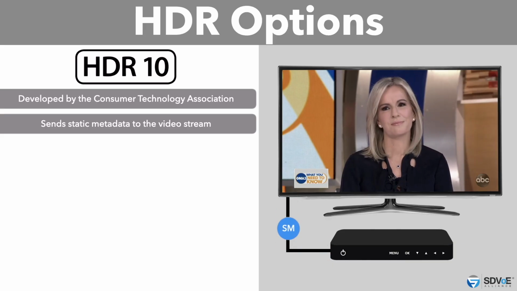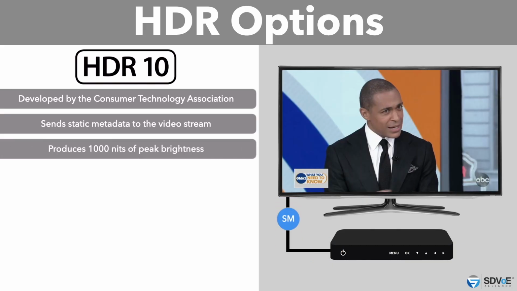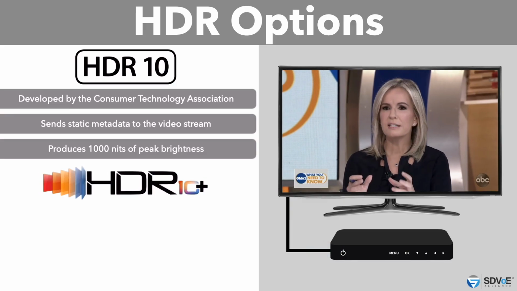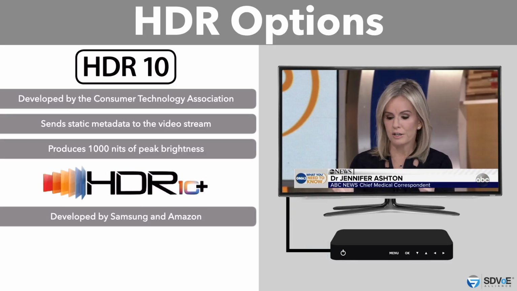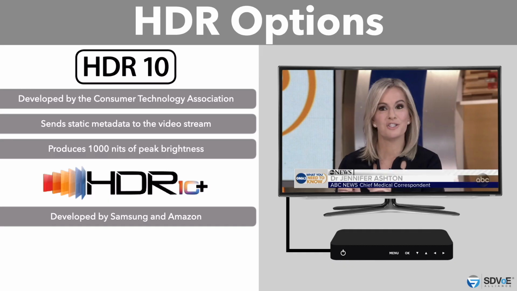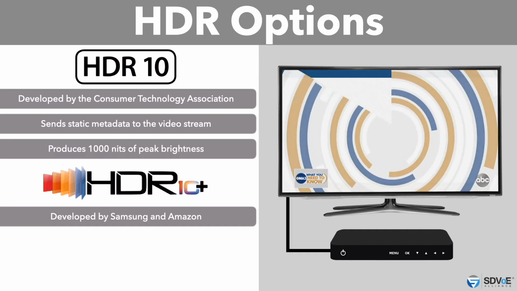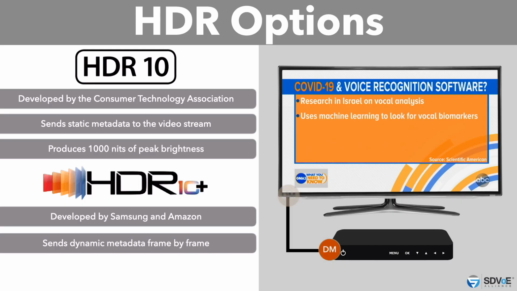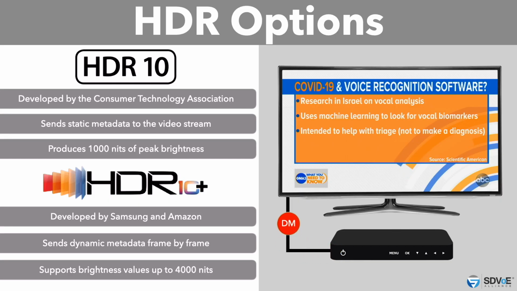HDR10 aims to produce around 1,000 nits of peak brightness. HDR10 Plus was developed by Samsung and Amazon, and HDR10 Plus works differently to HDR10 by sending dynamic metadata, allowing TVs to calibrate the best possible picture frame by frame. This makes the picture look more realistic, and the format supports brightness values up to 4000 nits.